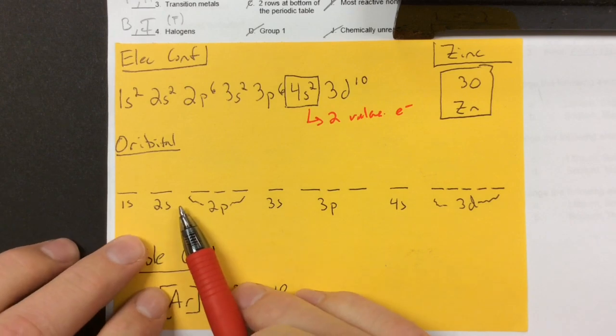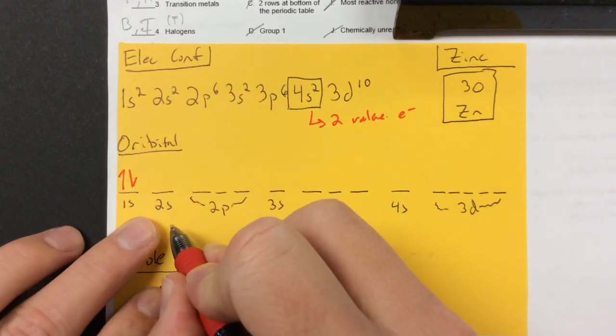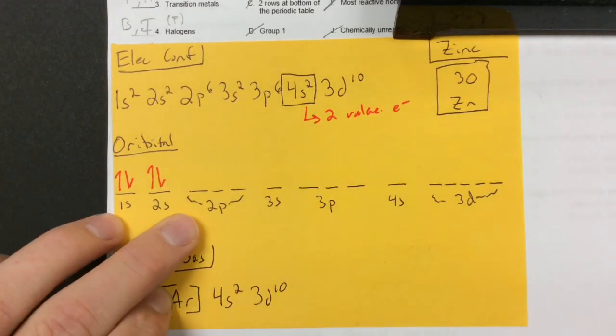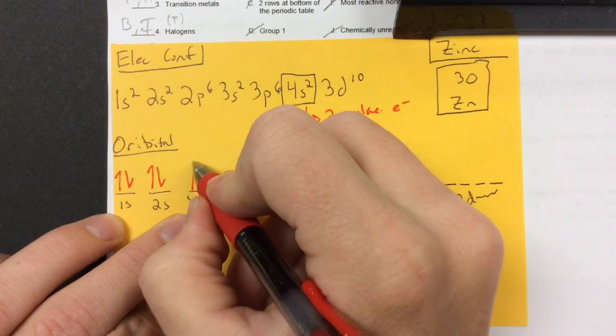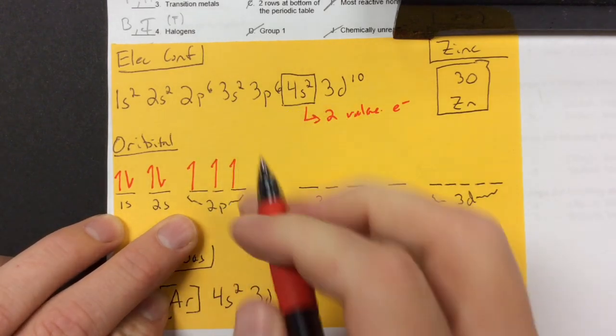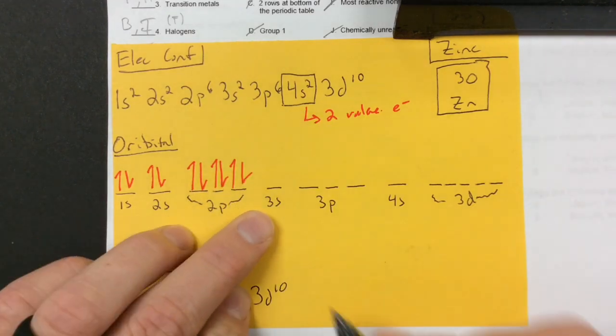Coming down here to the orbital diagram, we're going to fill it in exactly the same way. The first 2 electrons are going to go in the 1s shell. The next 2 are going to go in the 2s shell. Moving on to the 2p row, same way we did for the last element, we're going to fill in an electron for each room in the 2p shell, and then follow in with the second one.